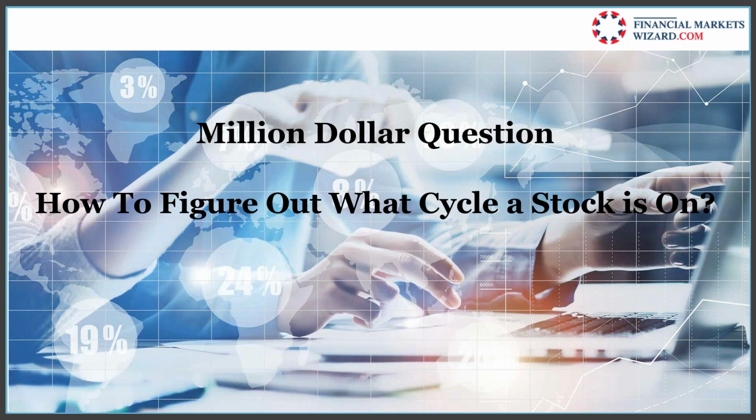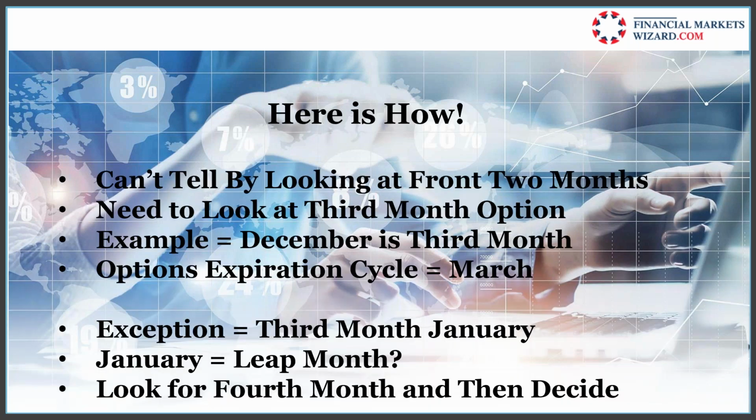So now the $1 million question which I asked you before, and I will explain, is how to figure out what cycle a stock is on. If you're looking at the option chain, how do you figure out which cycle it belongs to? These are the steps you need to take. If you follow these steps, you can easily figure out which cycle the stock belongs to. You cannot tell by looking at the front two months, the current month and second month.